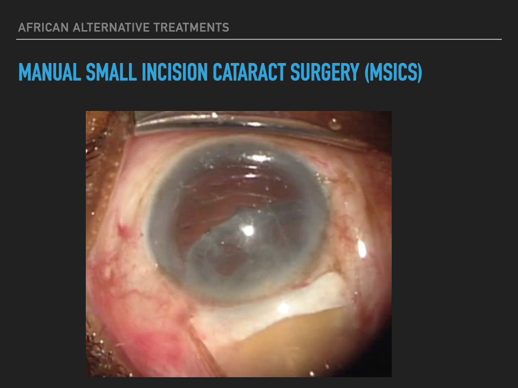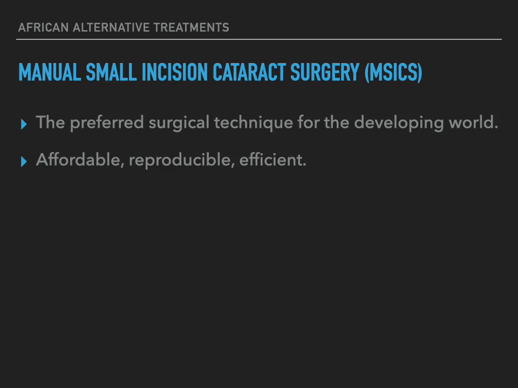The majority of cataract surgeries done in the developing world are done using the MSICS technique. The preferred surgical technique in the developing world is manual small incision cataract surgery. And the reasons why: it's affordable, it's reproducible, and it's efficient. Although we are using phacoemulsification at TENWEK, manual small incision across the developing world is still the preferred technique.